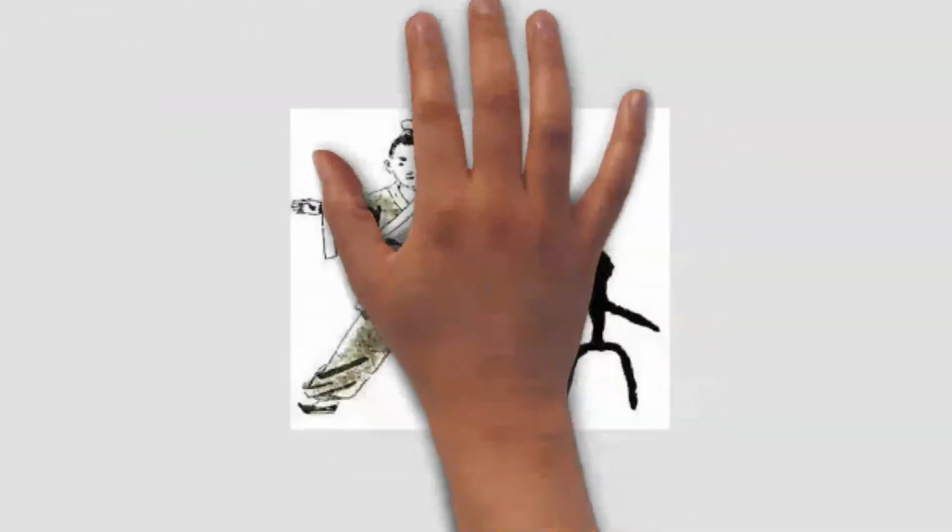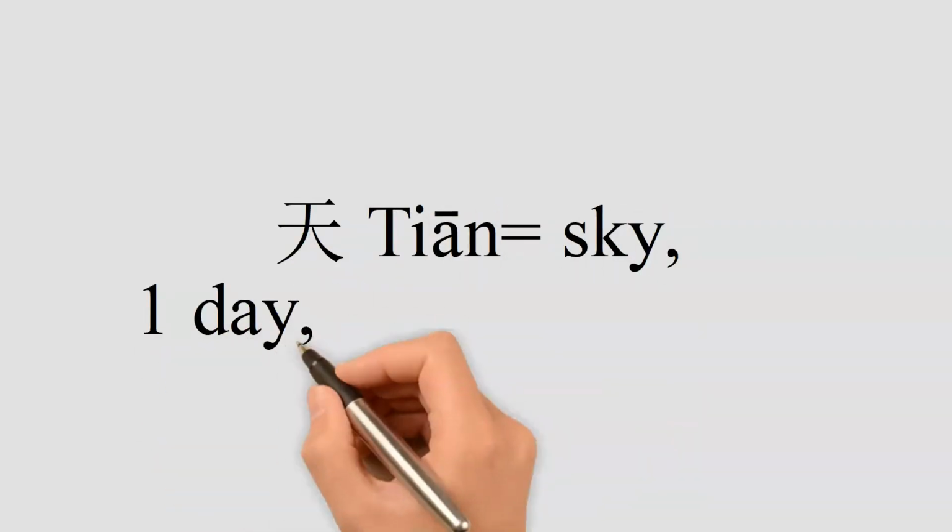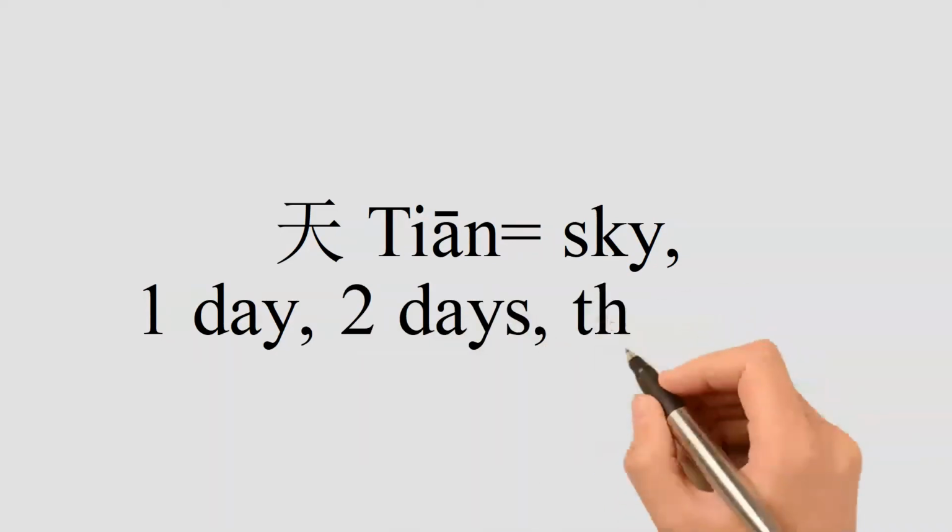Number 3, 天. 天 has 1 line above the big person's head. The line symbolizes the sky above us. So 天 is sky, or has another meaning like 1 day, 2 days.